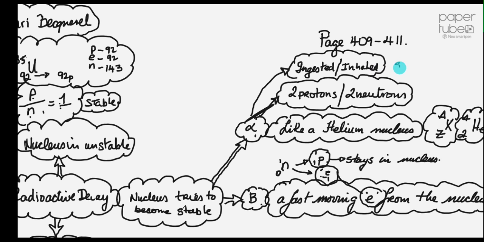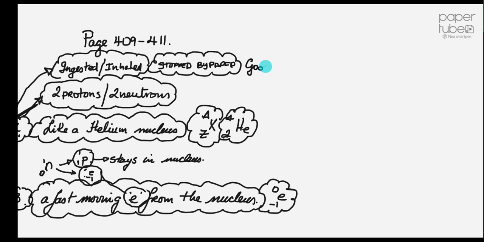It's stopped by paper. So your skin will stop it. It may burn your skin, but your skin will stop it. But if you eat it, it'll get inside and it'll damage the cells. And the reason it damages the cells is it's a good ionizer. That's the reason. It's a big, slow, cumbersome sort of thing compared to the other two.